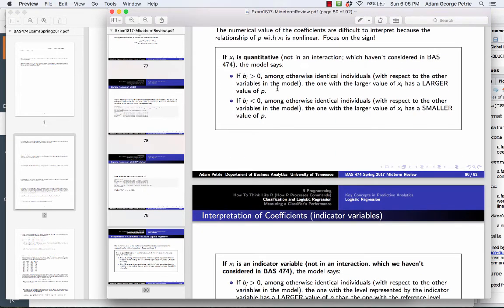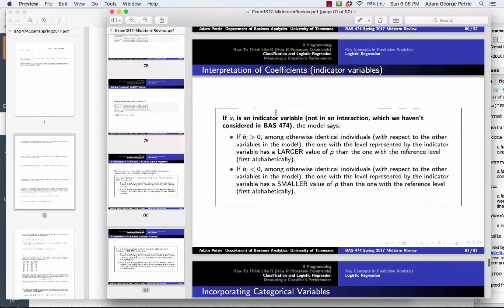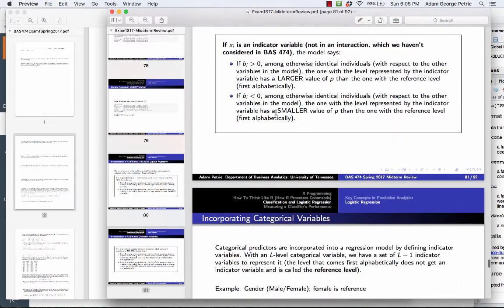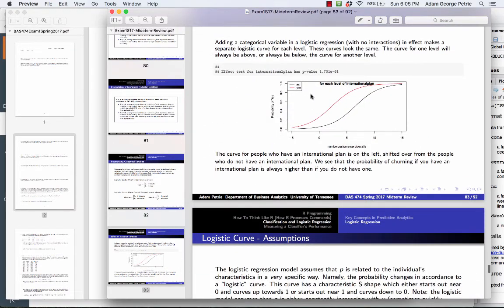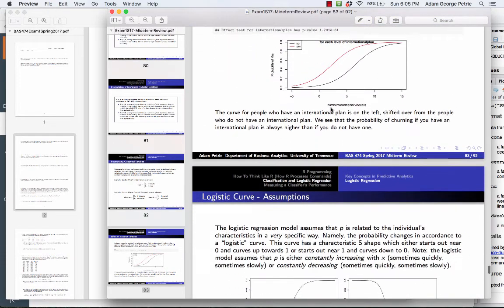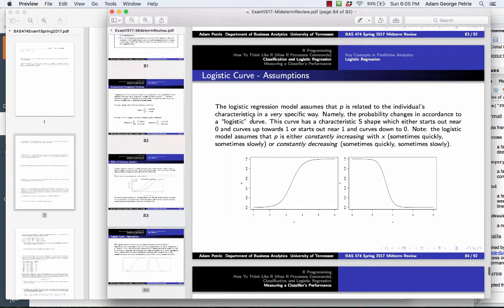Well, make sure you're able to actually interpret the value of a numerical predictor, this right here, and make sure you're prepared to interpret the value of a coefficient of an indicator variable, something that's representing some level of a categorical variable. So there's some stuff about that. This is a little bit beyond where we're at right now. Don't worry about this slide, but this slide's pretty good too.